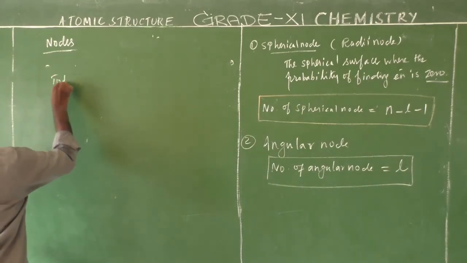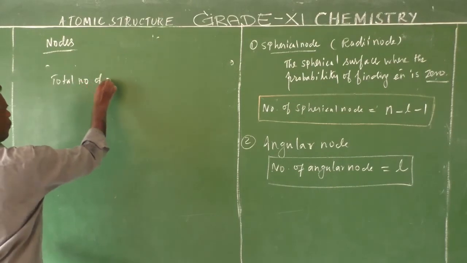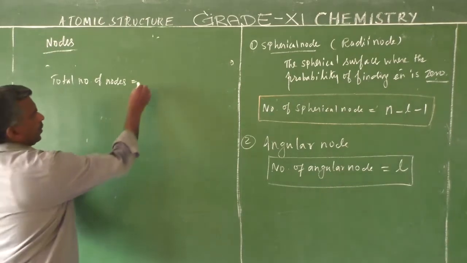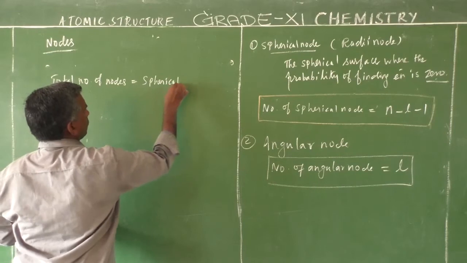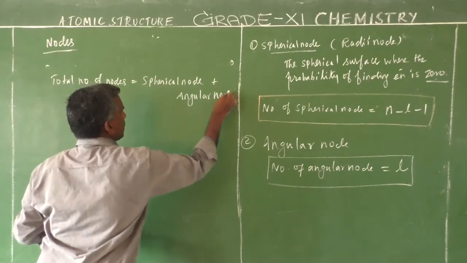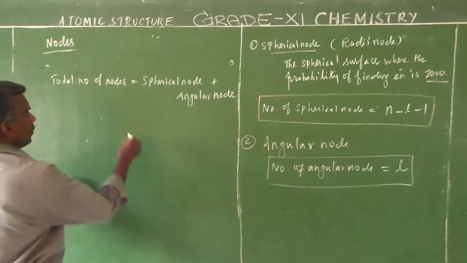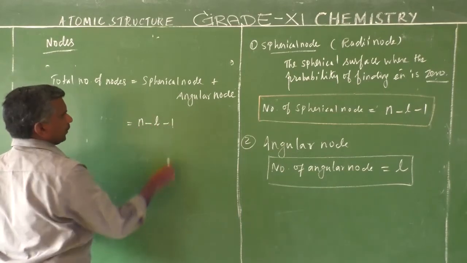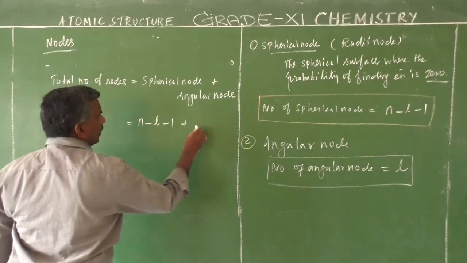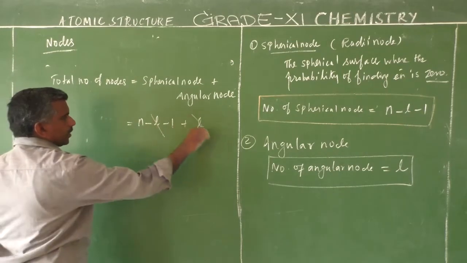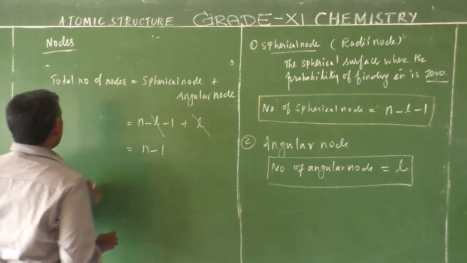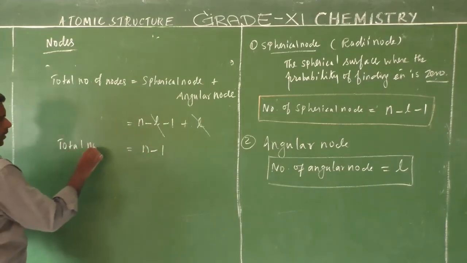So total number of nodes. Final formula: total number of nodes is equal to the sum of the spherical nodes and angular nodes. What is the spherical node? n minus l minus 1. Angular node? l. Then add them: minus l plus l cancel. So what is the answer? n minus 1. So total number of nodes is n minus 1.